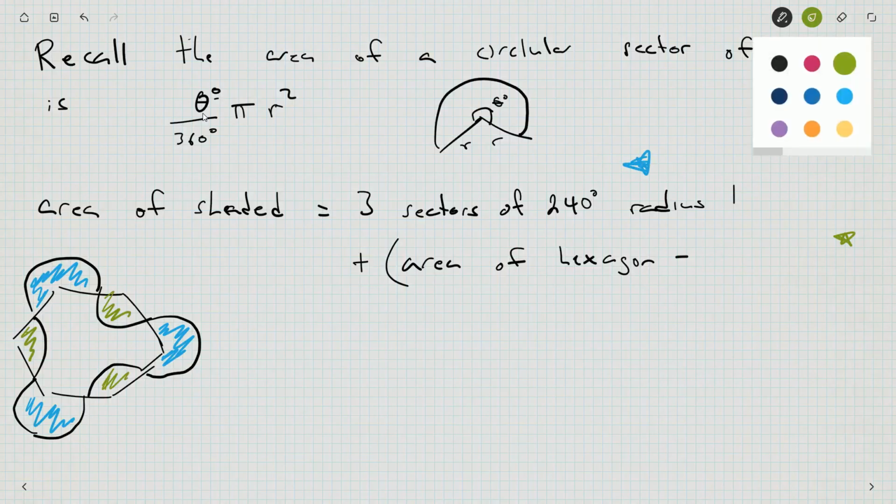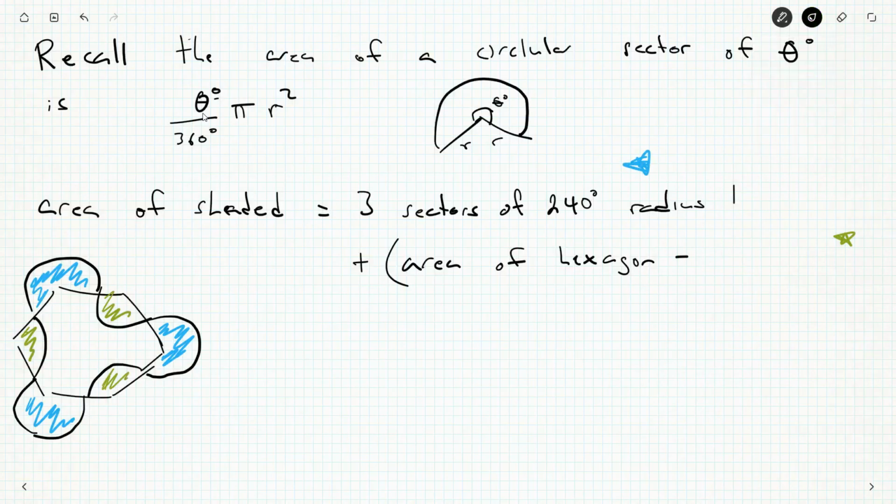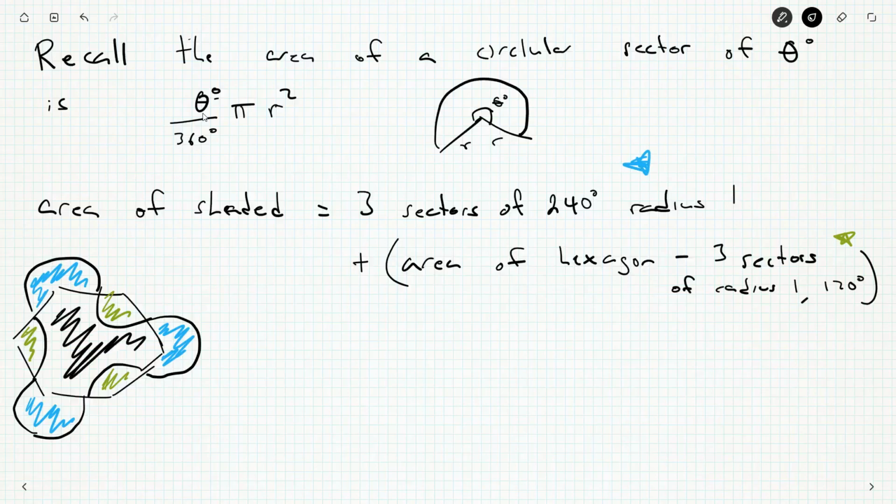And I would color code it. I mean, it's nice to have a blue, black, red pen with you for that sort of stuff, or just some pencil crayons. That way you can erase it if you make a mistake. Minus 3 sectors of radius 1 and 120 degrees. Okay, hexagon, subtract those, gives me this black portion, and then I add on the blues. Okay, well this isn't a problem.